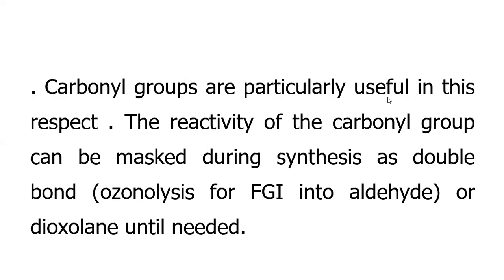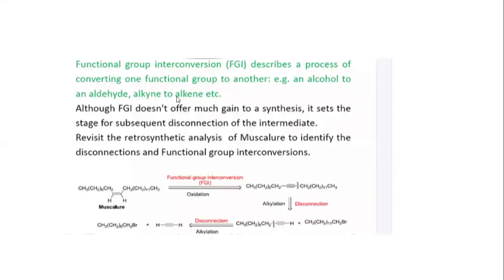Carbonyl groups are particularly useful in this respect. The reactivity of the carbonyl group can be masked during the synthesis, and a double bond by ozonolysis for functional group interconversion to aldehyde, as a dioxolane, until needed. Functional group interconversion describes a process of converting one functional group into another. Example, alcohol to aldehyde, alkyne to alkene. Although functional group interconversion does not offer much gain to synthesis, it is a stage for subsequent disconnection of the intermediate.